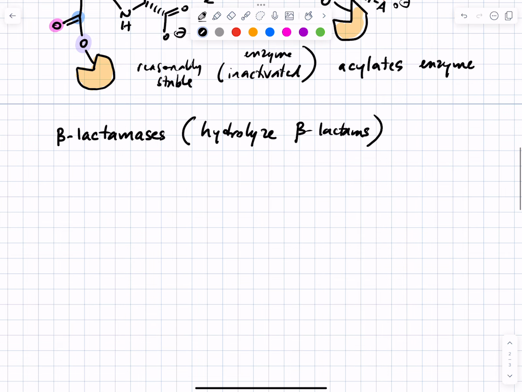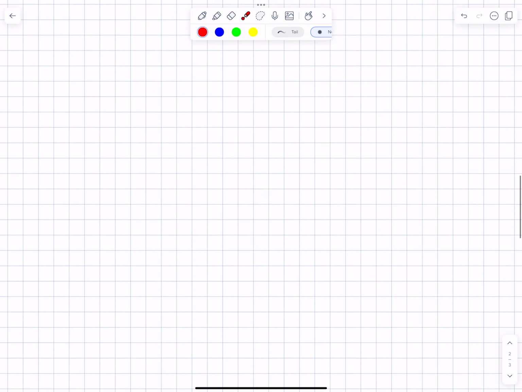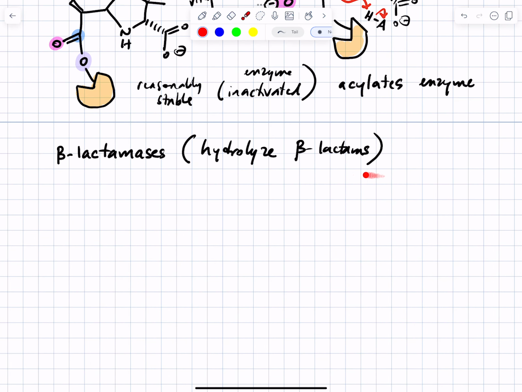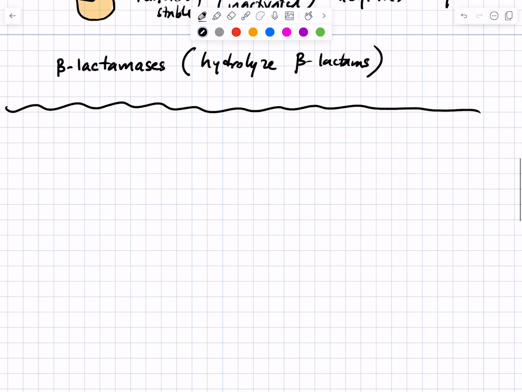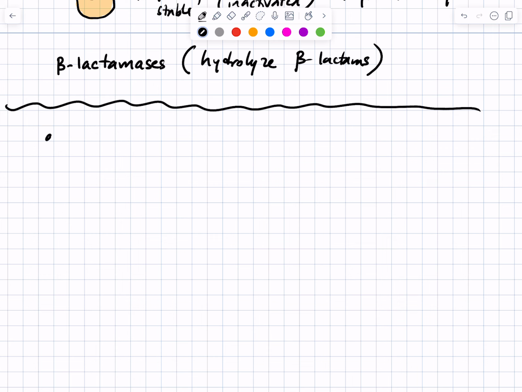So we won't say too much more about that, but you may hear about beta-lactamases in the future. And we use these as a tool to select for bacteria that have certain properties in biochemistry. Okay, so that was story part one. Part two of our story about nucleophilic acyl substitution reactions involves what we've seen before a little bit in a previous chapter: acyl phosphates and thioesters.